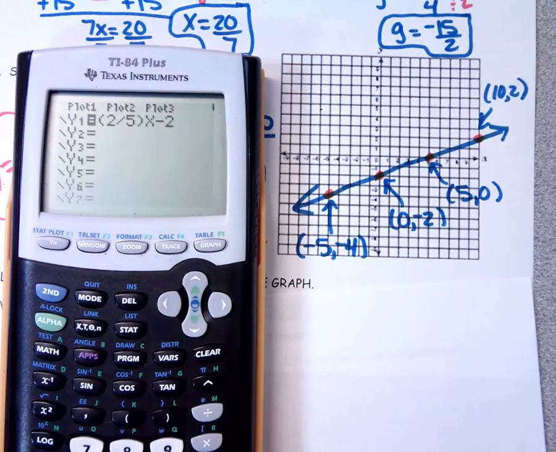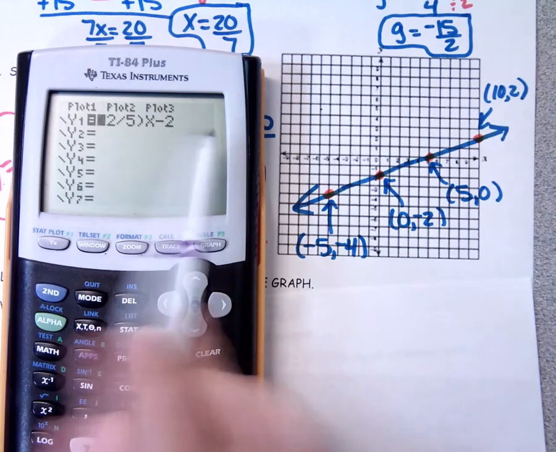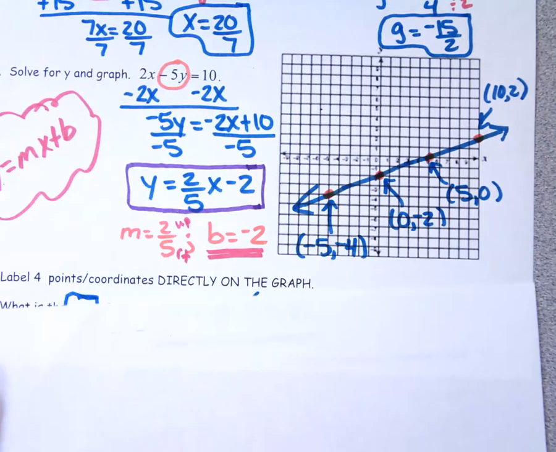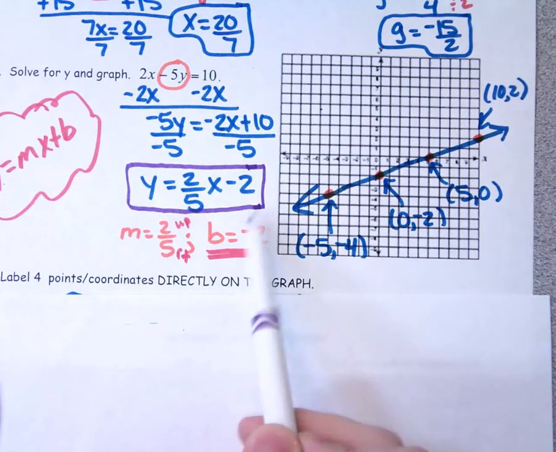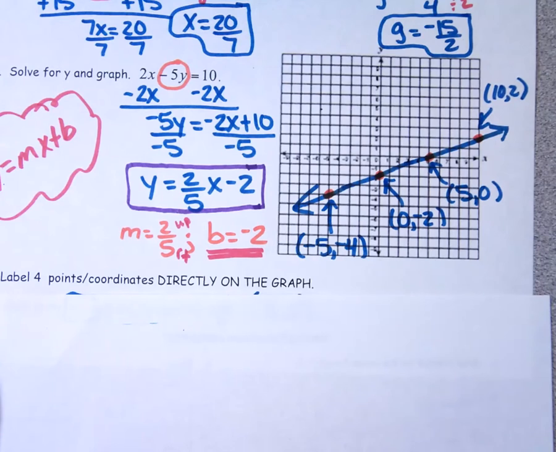But in order to use the calculator for graphing, you have to be able to solve for y. So number 5, you would have had to have solved this for y. Put it in slope-intercept form yourself.